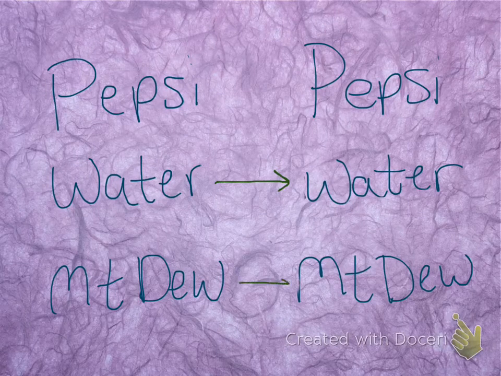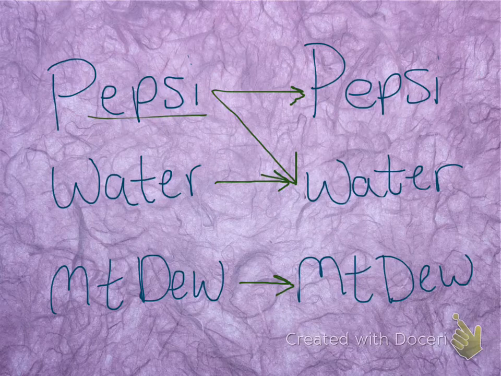You push the Mountain Dew button and you get a Mountain Dew. But when you push the Pepsi button, sometimes you get a Pepsi and sometimes you get a water. That means the pop machine would not be functioning properly because when you push the Pepsi button, you get either a Pepsi or a water. You don't know which one you're going to get.